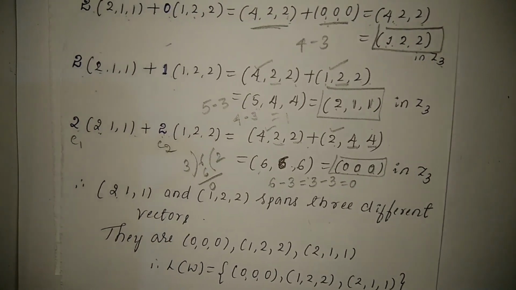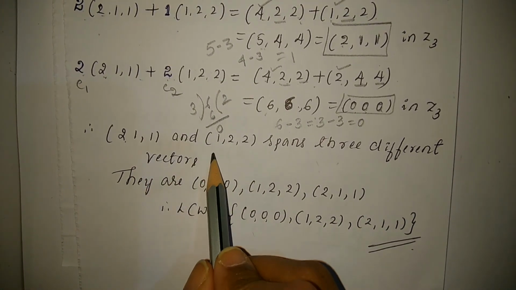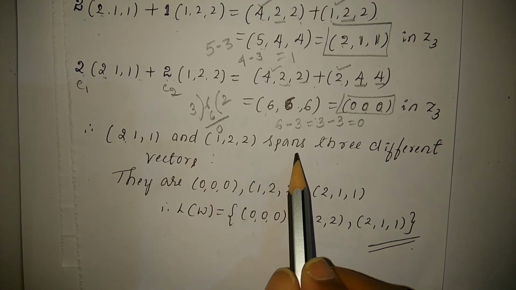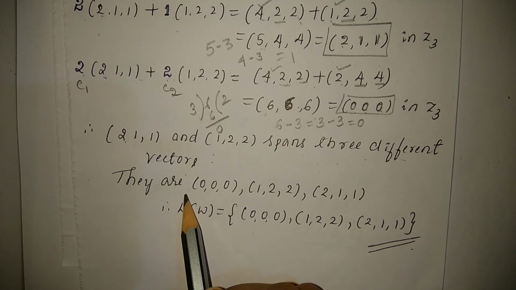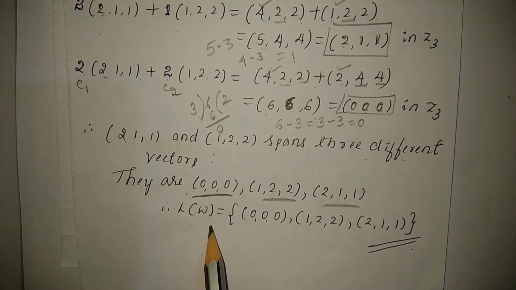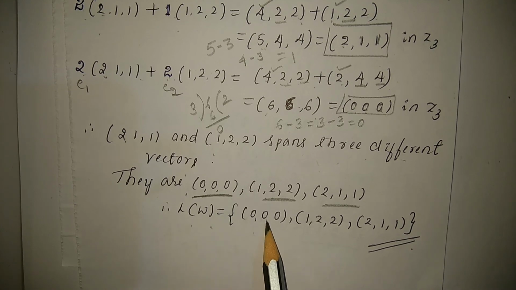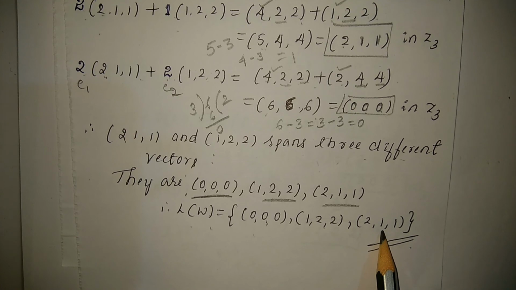So what is the conclusion? So here is the conclusion. 2, 1, 1 and 1, 2, 2 span 3 different vectors. So they are 0, 0, 0, 1, 2, 2, 2, 1, 1. That is, L of W is equal to the triplet 0, 0, 0, the triplet 1, 2, 2 and the triplet 2, 1, 1.